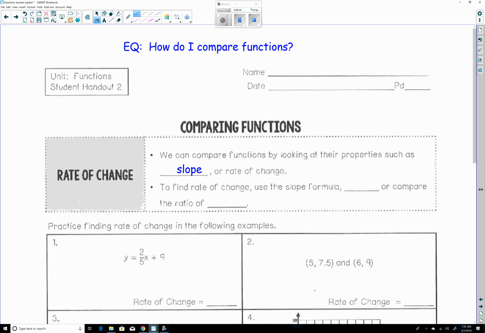So let me get a pen. So our slope formula, that's our m, is equal to y2 minus y1 over x2 minus x1, or compare the ratio of rise over run.